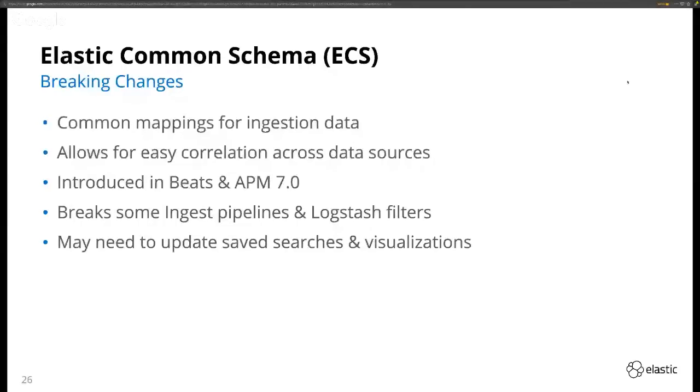So it's important to know that these changes in names may break any of your ingest pipelines or Logstash filters that are dependent on any of these fields from Beats or APM to do some kind of modification or mapping to the data before it goes into Elasticsearch. So you're going to want to take a look at the list of changes that have happened, so you can change the old name to the new name, and we provide documentation on that.